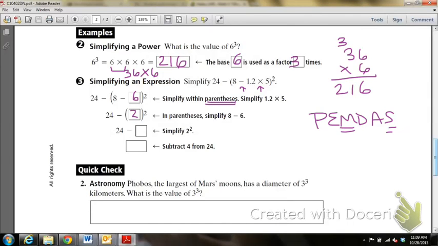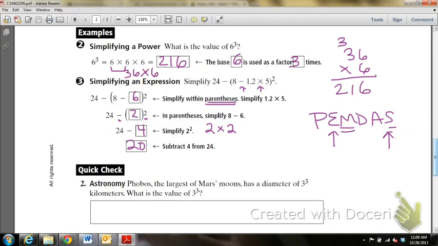And now, what I'm left with is subtraction and an exponent. An exponent has to come before subtraction. So I do 2 squared, which remember is 2 times 2, which is 4. And now finally I can subtract and get 20.